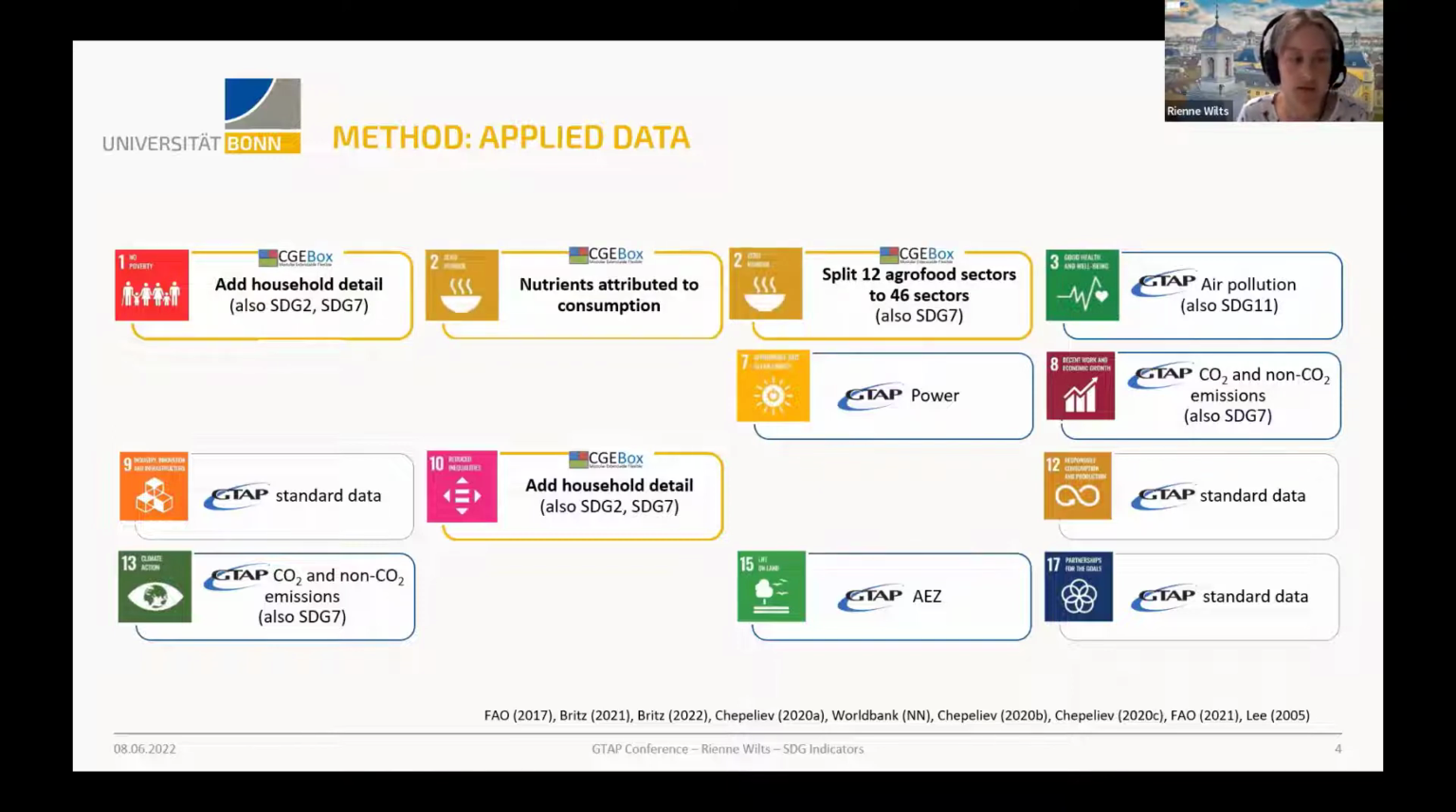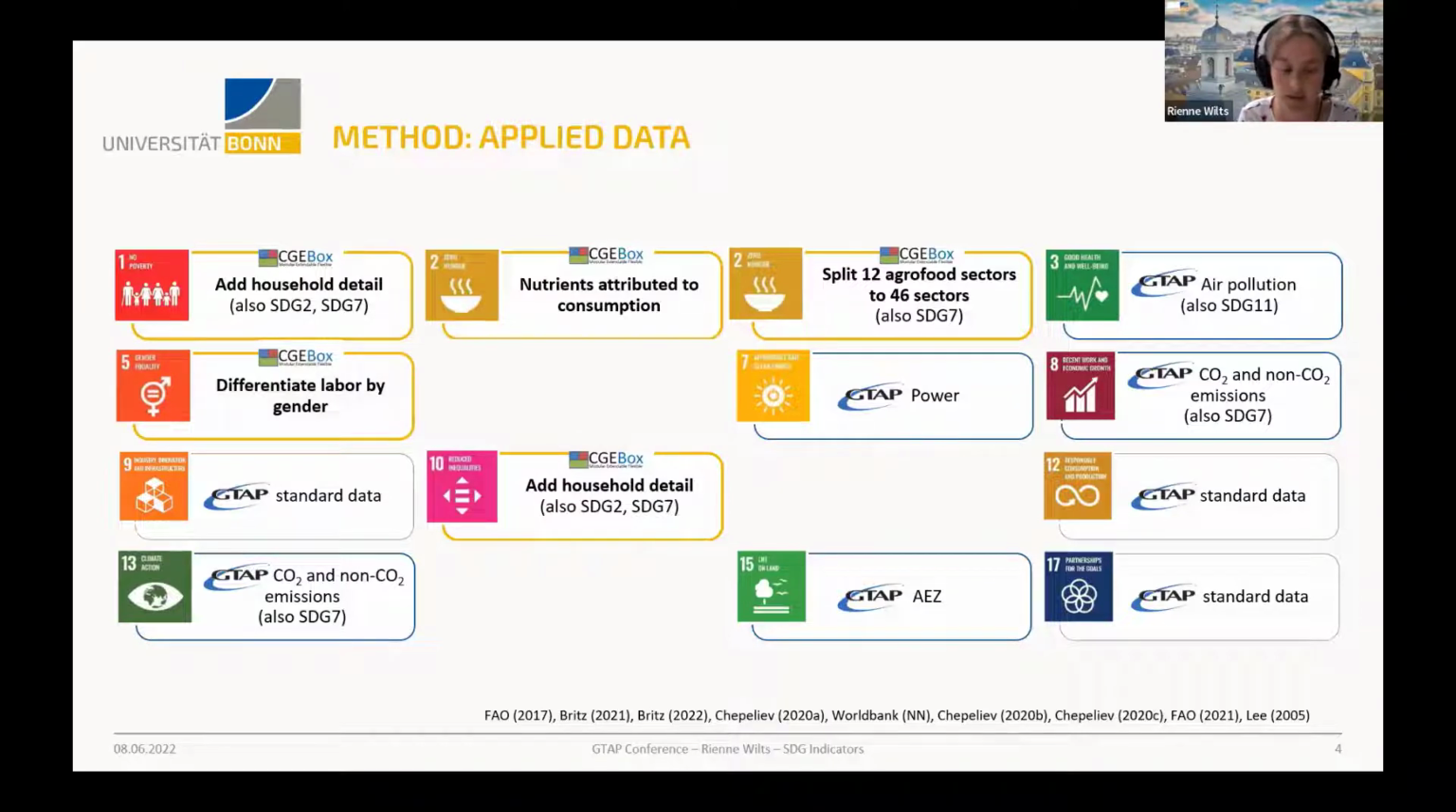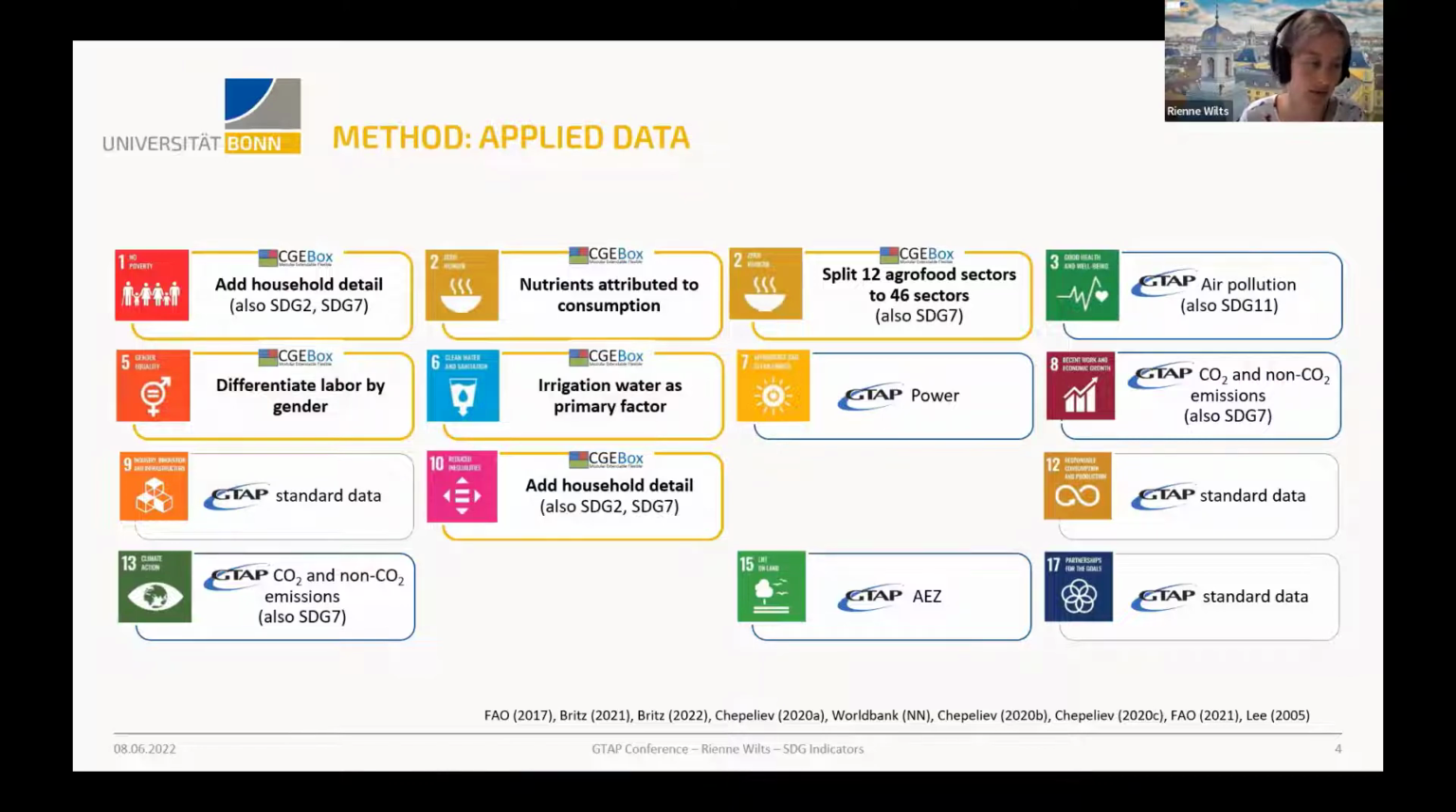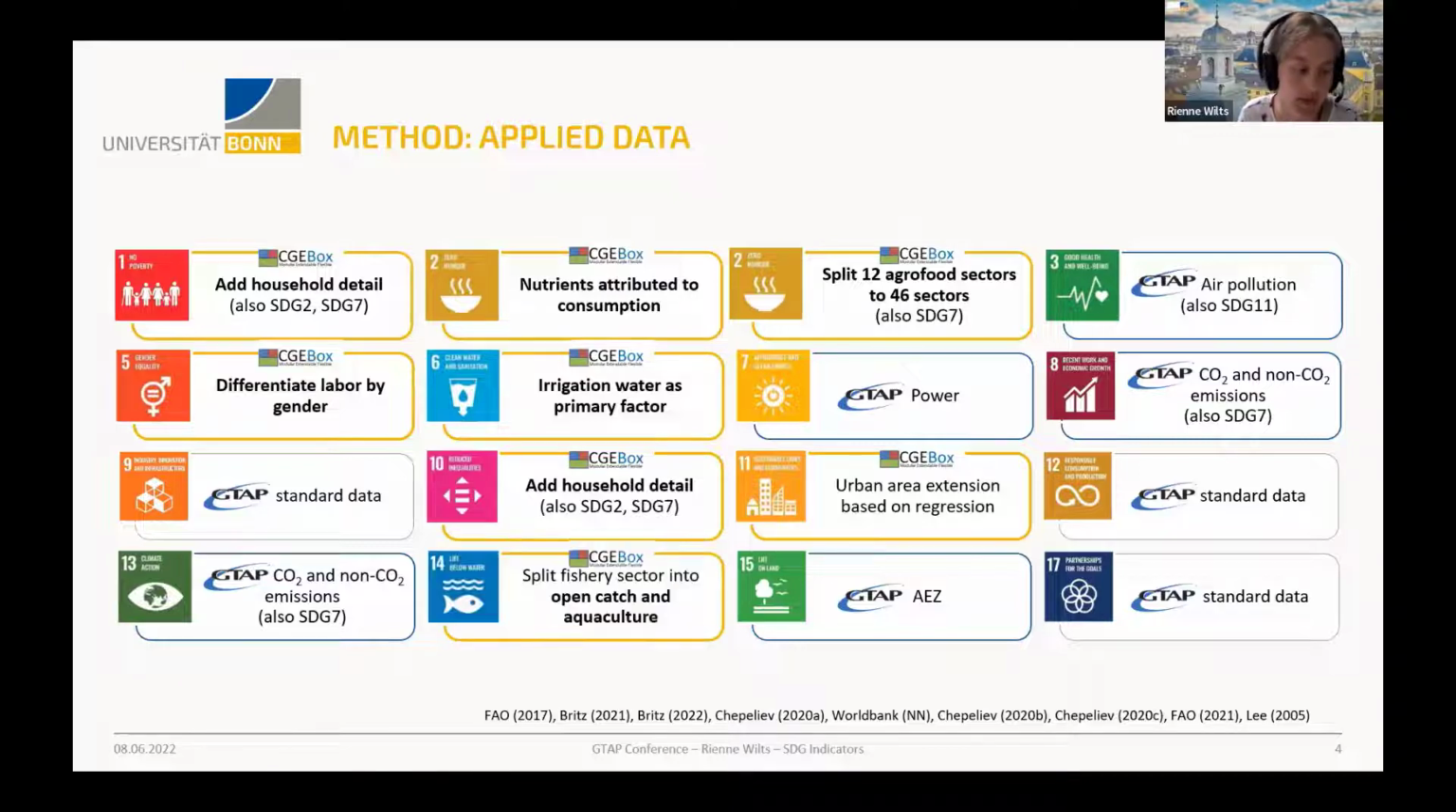And in order to better depict nutrition or food security issues, we included for SDG 2 nutrients attributed to consumption, and we split up the agri-food sectors into 46 sectors. We differentiate labor by gender based on data from the World Bank, and we include irrigation water as a primary factor to analyze issues with SDG 6, clean water and sanitation. We also analyze the urban area extension with a regression that links the per capita urban area to GDP per capita change, the urbanization rate, and also the overall population density. And then finally, we split up the fishery sector into an open catch and an aquaculture sector.